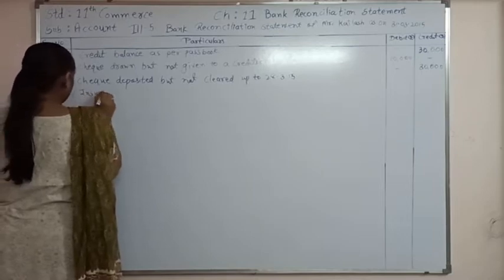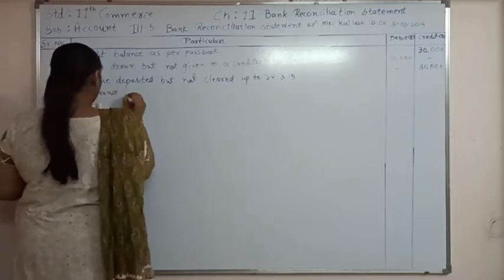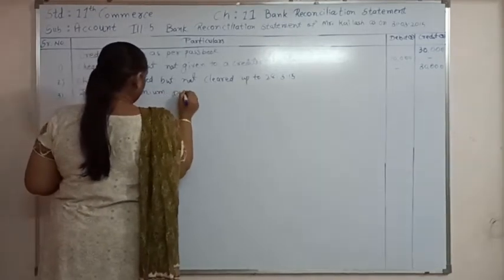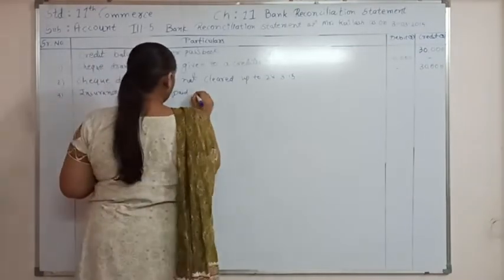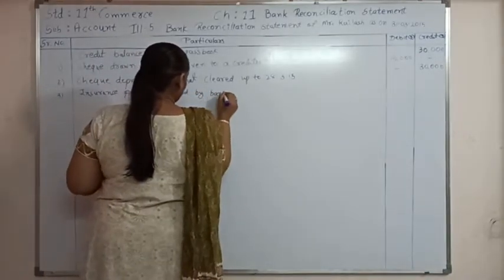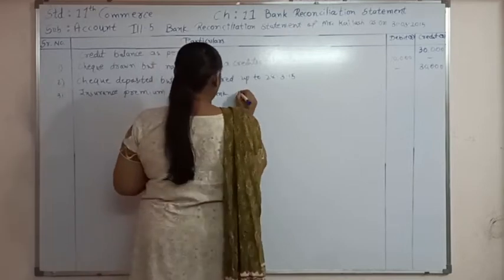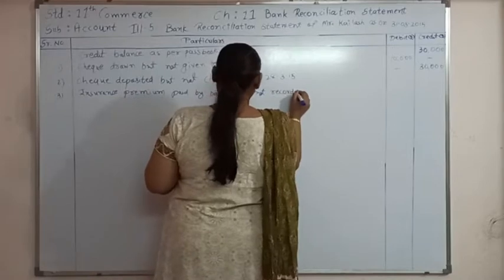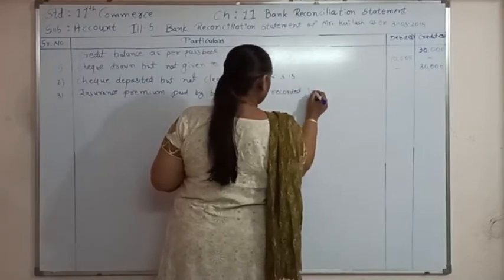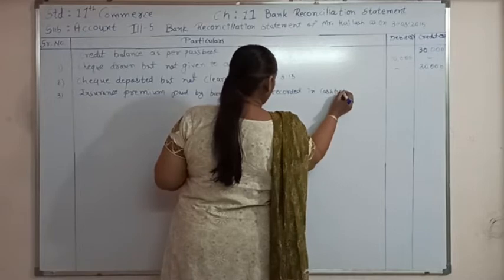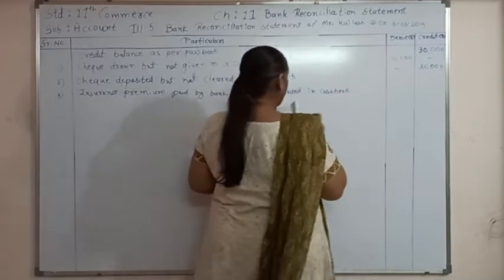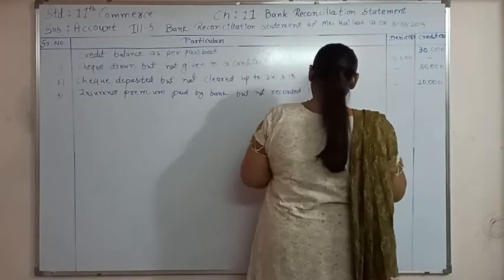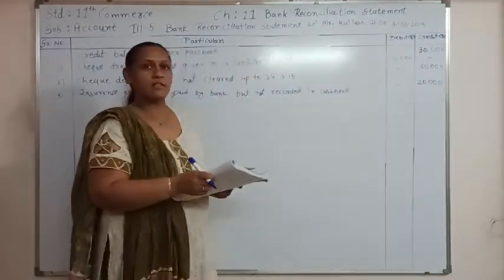Insurance premium paid by bank but not recorded in cash book. So that will be of rupees 20,000. So that we are going to credit in the bank reconciliation statement.